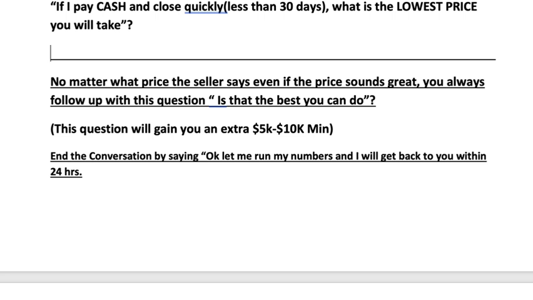It is a process. It's not a quick thing. If you do want the lowest price to have the most equity in these properties, because remember, you make your money when you buy, not when you sell, you want to go through this process to get the lowest price.